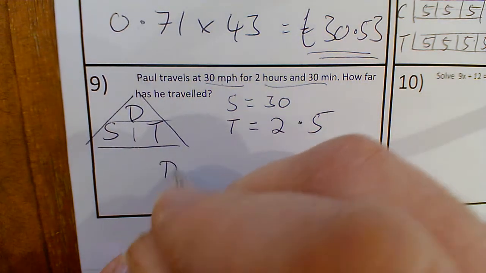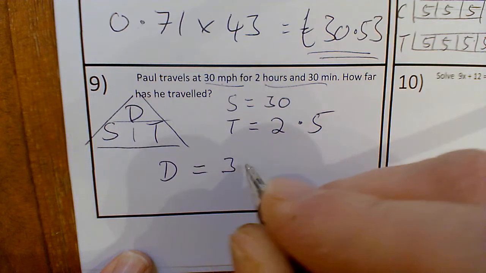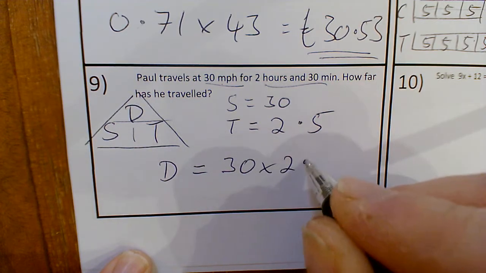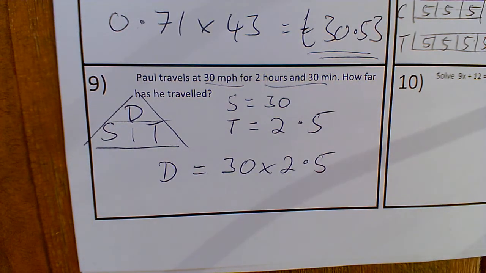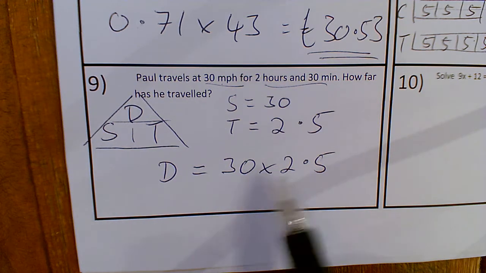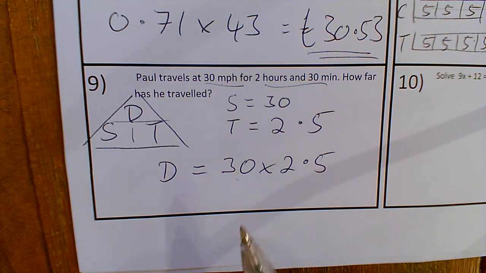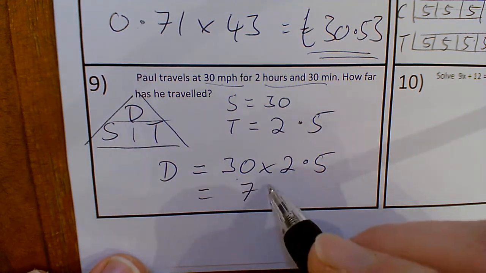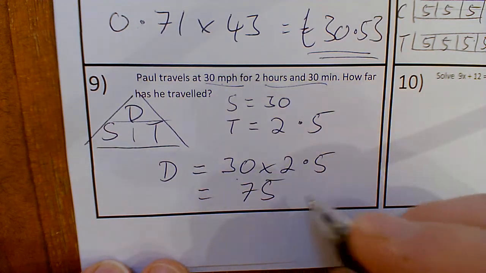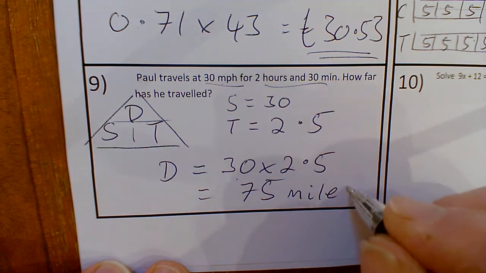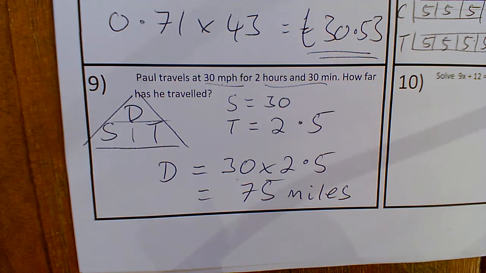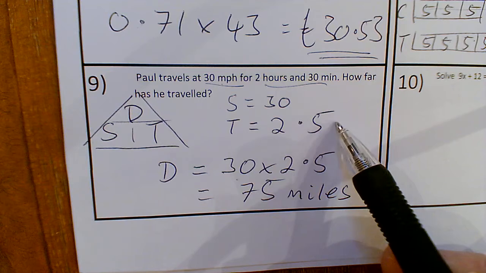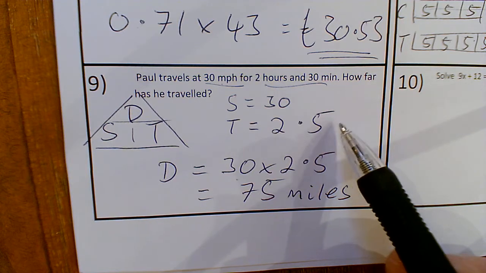So distance is 30 times 2.5. 2 30s is 60 and half of 30 is 15, so it's 75. You can check it on your calculator if you don't believe me, but it is 75 miles. That's how far he got. The important bit here is to change your 2 hours and 30 minutes into 2.5 hours.